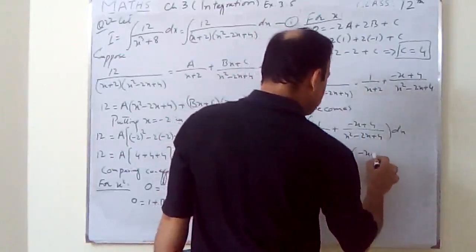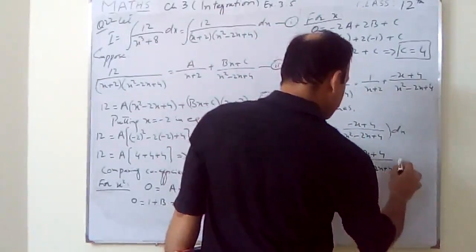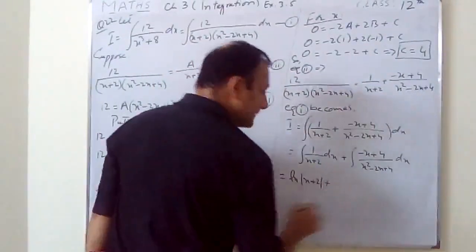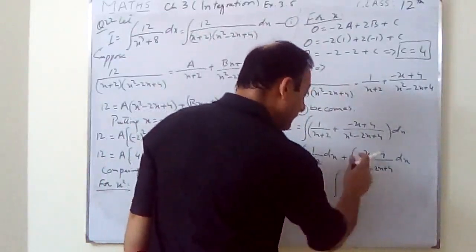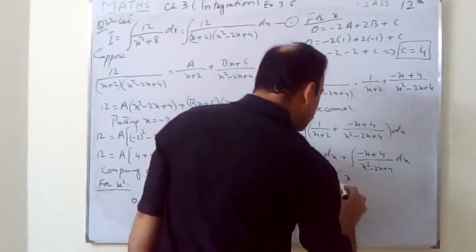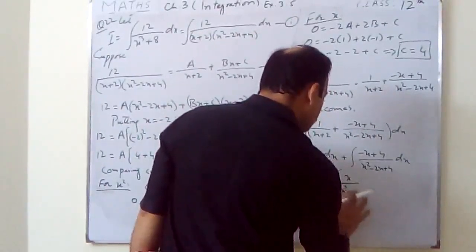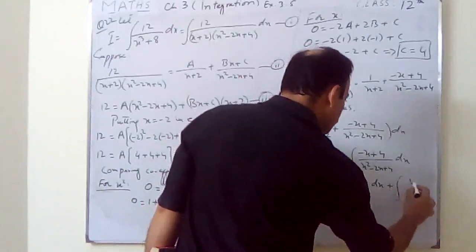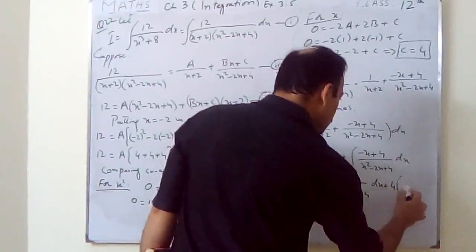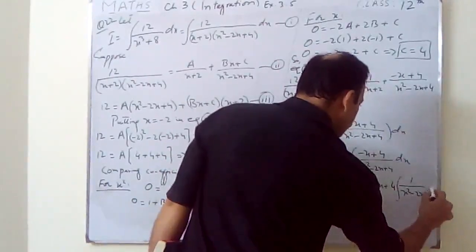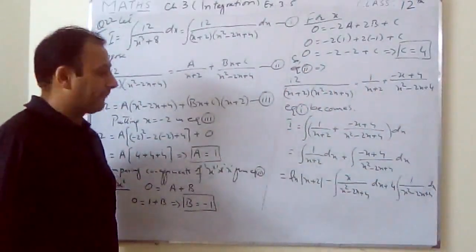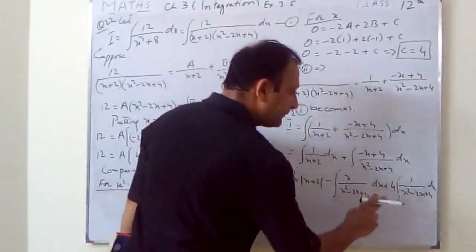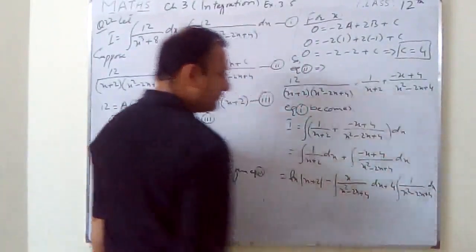okay, I take another step, write it. This one is a simple one, log of x plus 2 plus, separate this one, minus x divided by x square minus 2x plus 4 dx plus 4, take it out common, 1 divided by x square minus 2x plus 4 dx. I have split this value minus x with this value, 4 I have taken common, so 1 divided by this value is left.